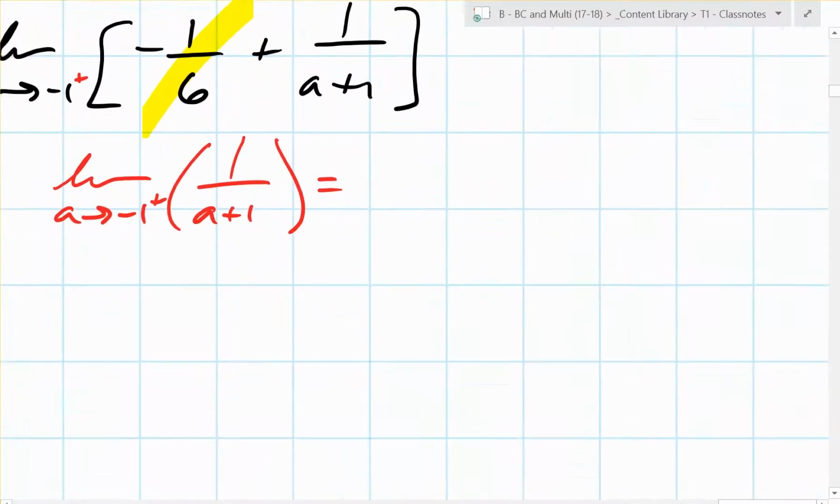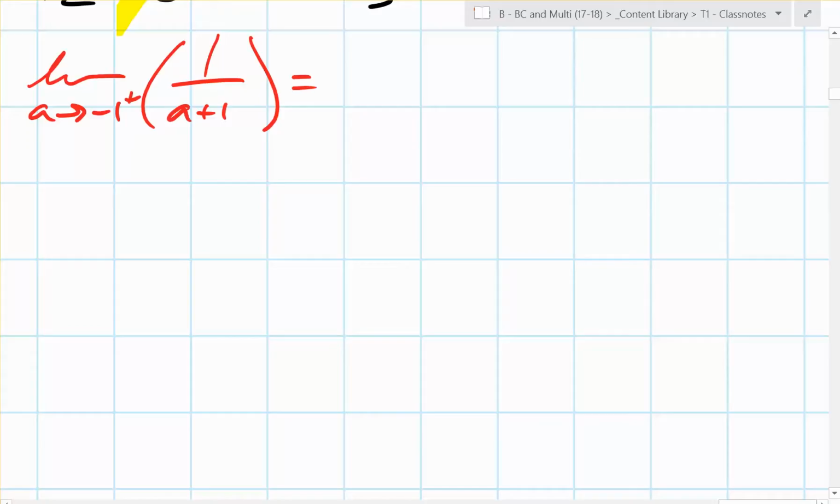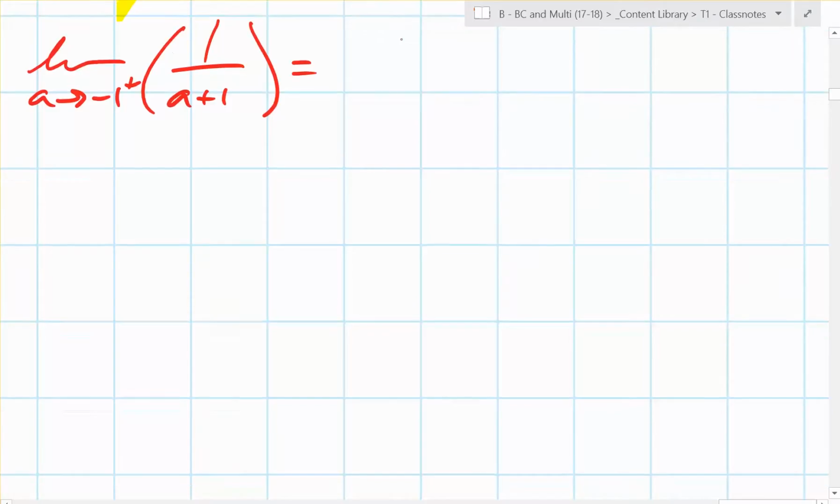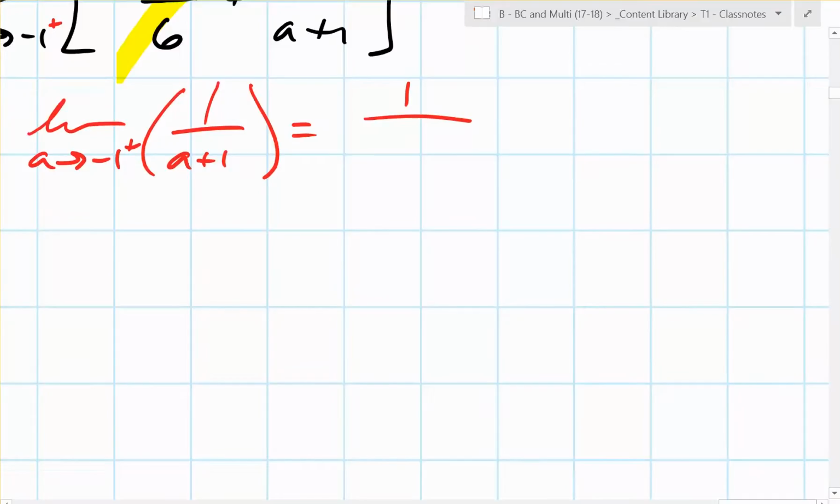So if you approach negative 1 from the right, what number is to the right of negative 1 but really close to negative 1? Like negative 0.9999999. So what is this going to be? It's going to be 1 over, is it positive or negative? It's going to be positive, but really, really small. What's 1 over a positive, really small number? Infinity, or positive infinity. So we've just evaluated this. It is divergent. It does not converge.